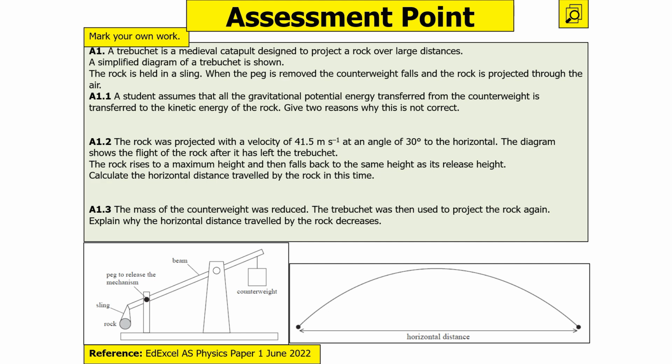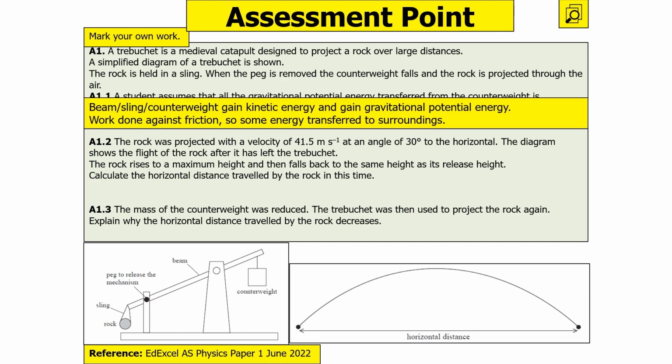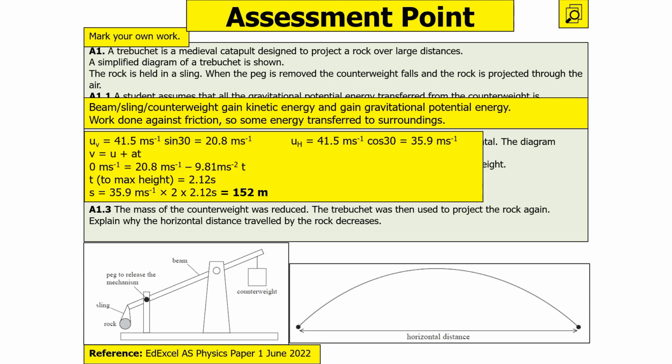Right, in this first one, the beam or the sling and the counterweight gain kinetic energy and gain gravitational potential energy. There is work done against friction, so some energy will be transferred to the surroundings. We know that the initial vertical velocity is going to be 41.5 times sine 30, so it's 20.8 meters per second. The horizontal velocity is 41.5 cos 30, or 35.9 meters per second.